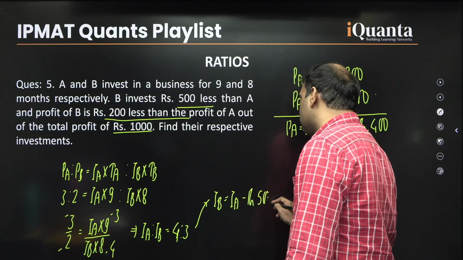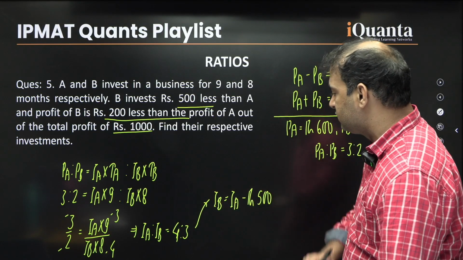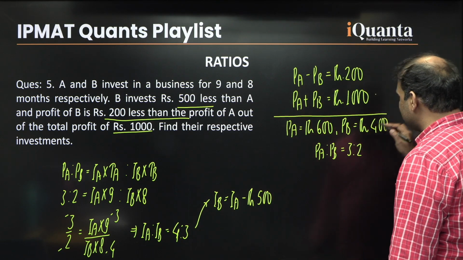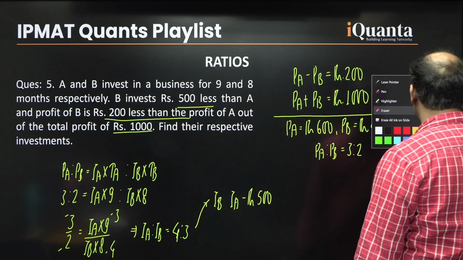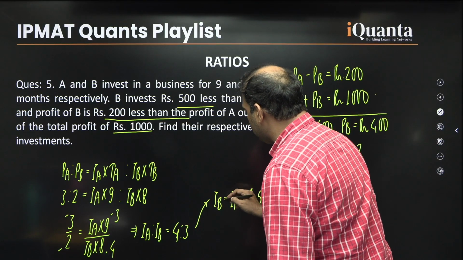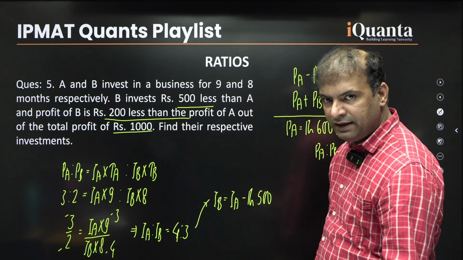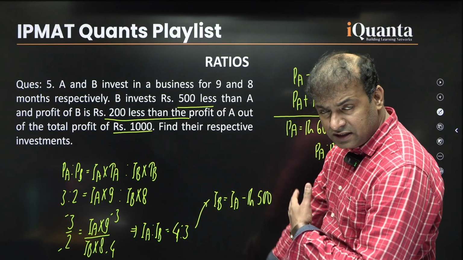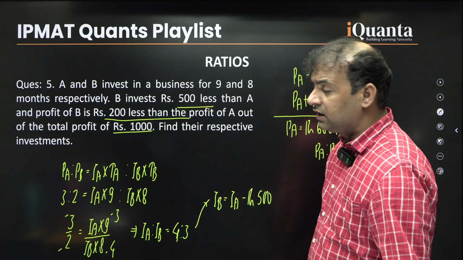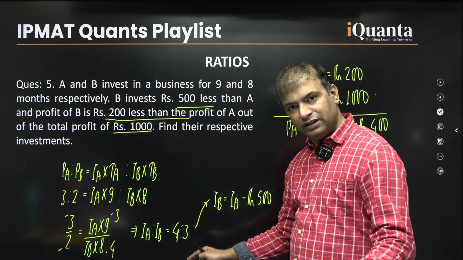Okay, so we can say guys we have two pieces of data. One is the ratio of the investments and the second is about the difference of their investments, right? Now with the help of them we will get the values of IA and IB easily. You can do the same thing that we learned in the last class. We can assume the investments as 4 and 3.